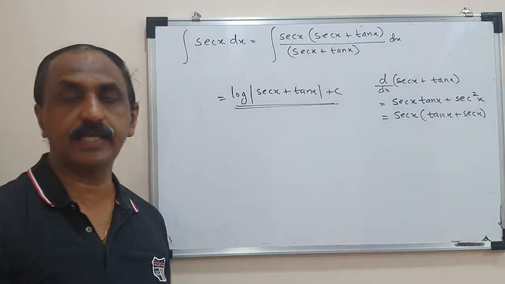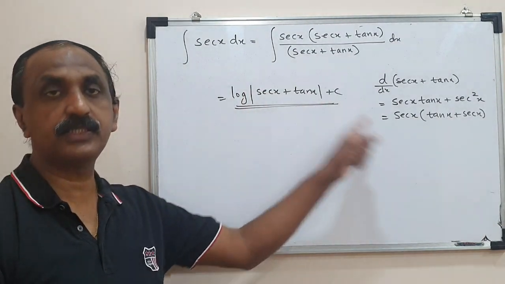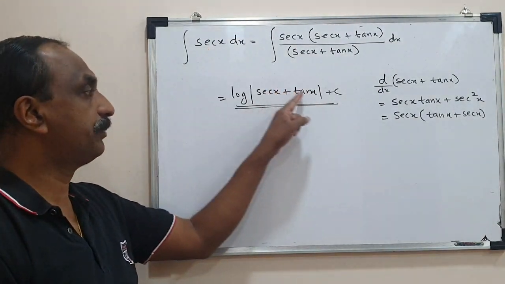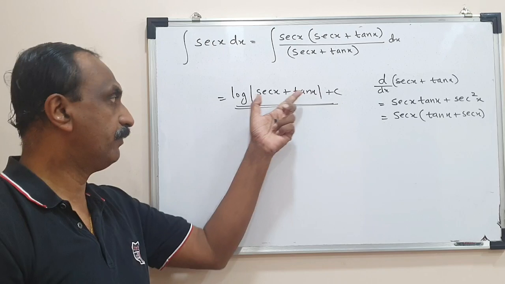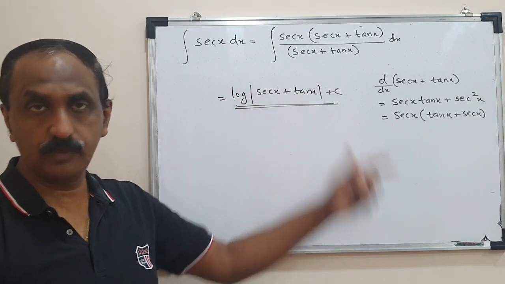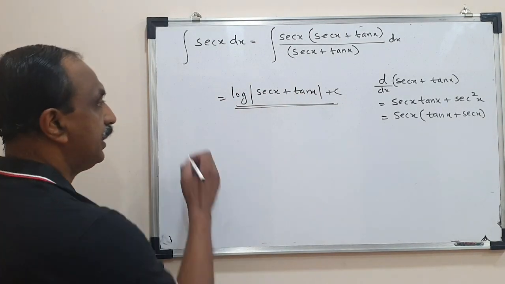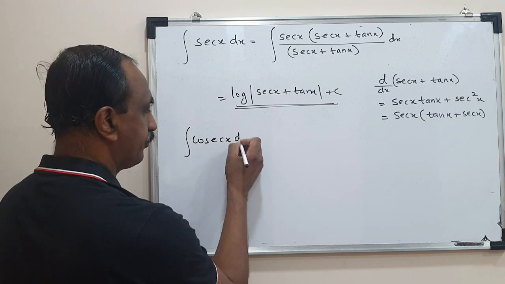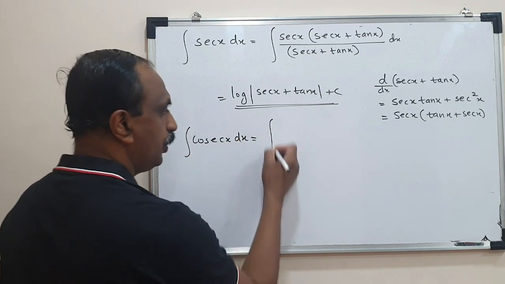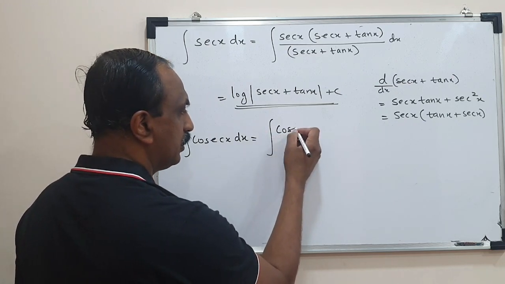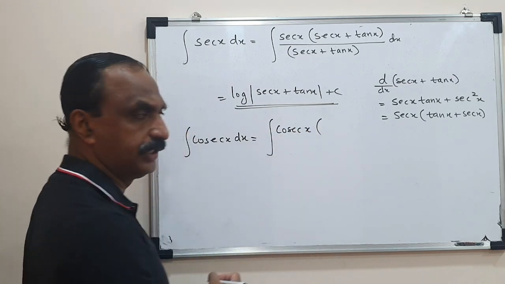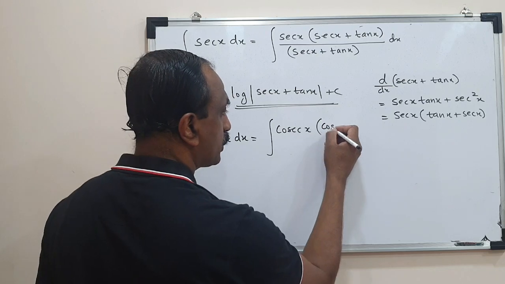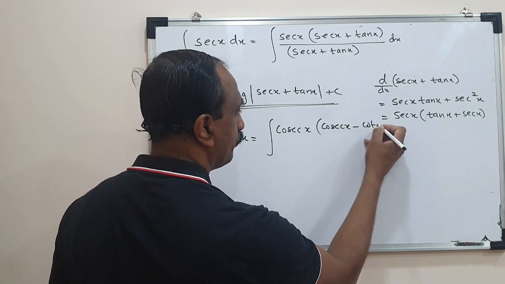So what is the integral of sec x? Log sec x plus tan x. Again you can see, in sec there is tan, in tan there is sec. So whenever you integrate or differentiate sec x, there will always be tan present in it. Similarly, I'm going to teach you how to integrate cosec x. So in cosec x, we multiply denominator and numerator by cosec x minus cot x.